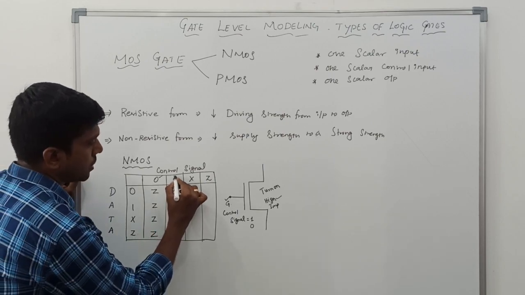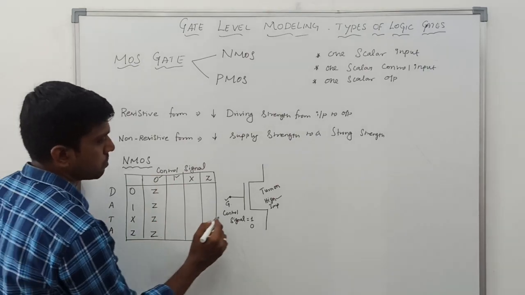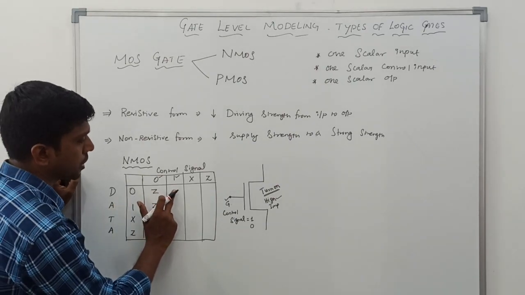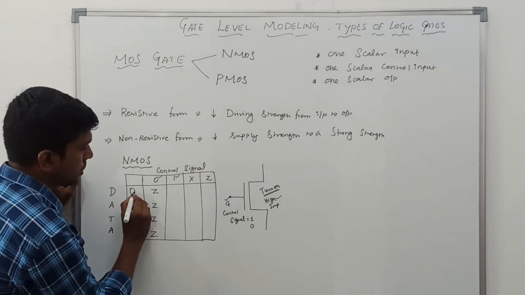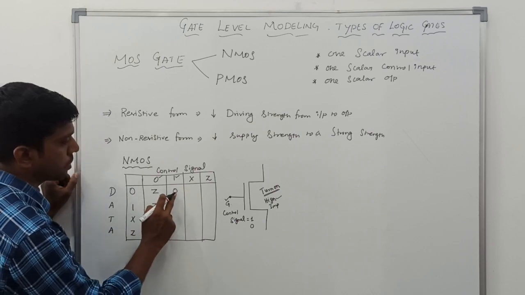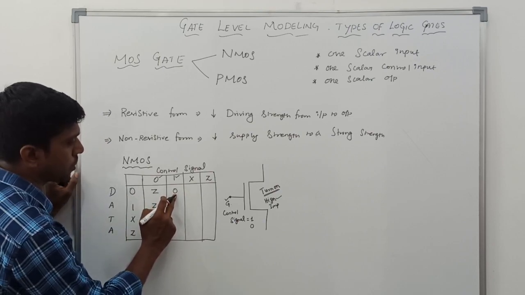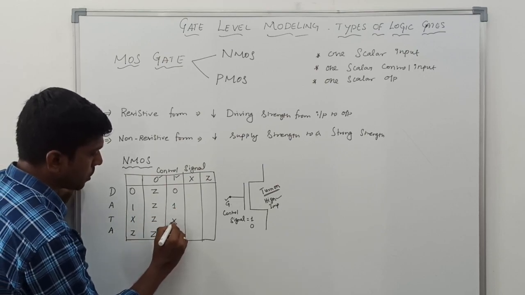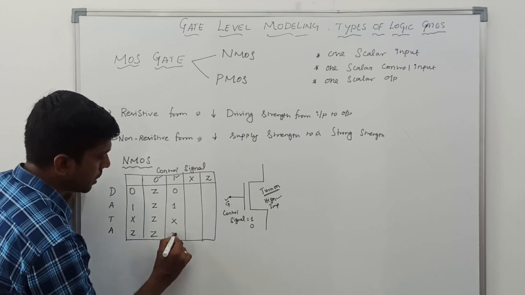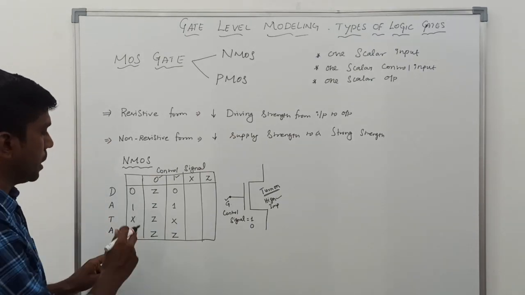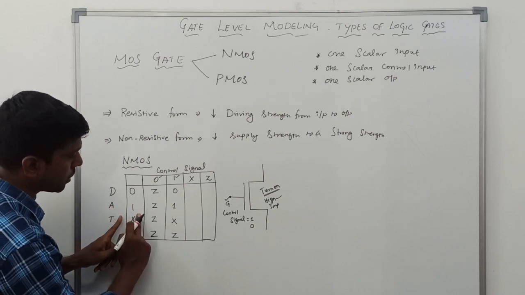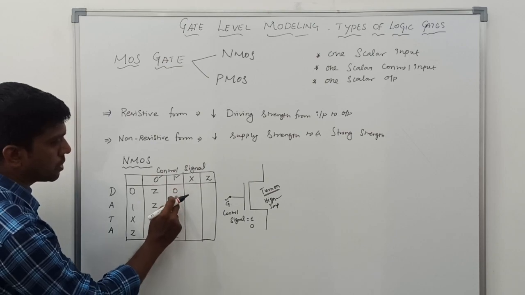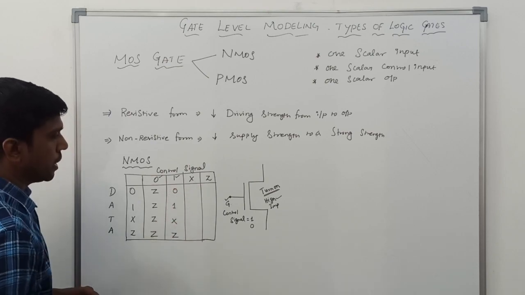Then the next control signal is 1. The transistor is turned on, and the input value is transferred to the output. So input 0 goes to the output side. Output is also 0, 1, 1, and don't care, which is also an unpredictable value. Z is a high impedance value. Whatever value is present on the input side is transmitted to the output. So the output of the NMOS is 0, 1, X and Z.